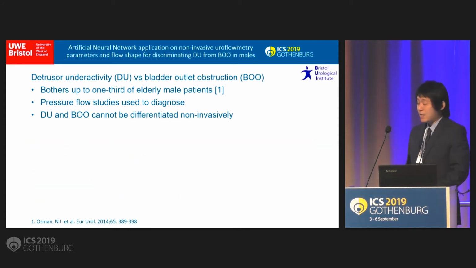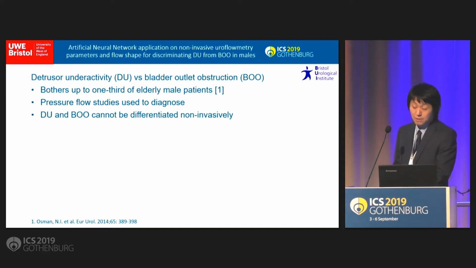Compared with underactivity with obstruction, it bothers up to 1/3 of elder male patients. Also, the current only gold standard for diagnosis is pressure flow study. Of course, it's invasive, and they cannot be differentiated from each other non-invasively due to the similarity of the low maximum flow rate.